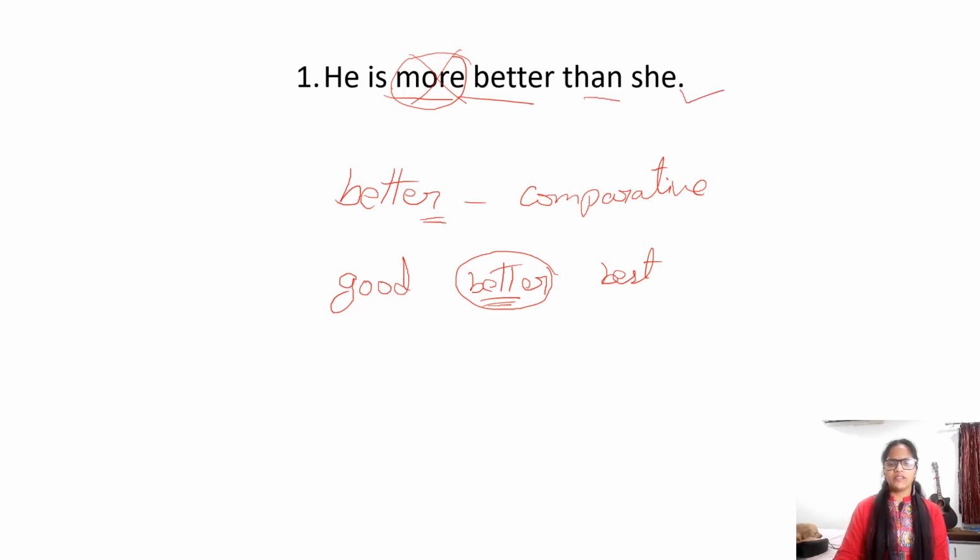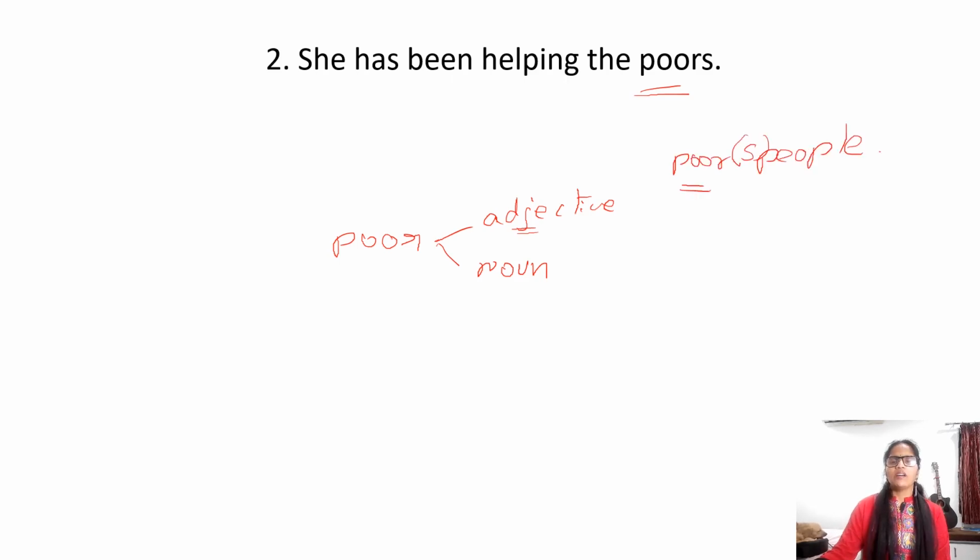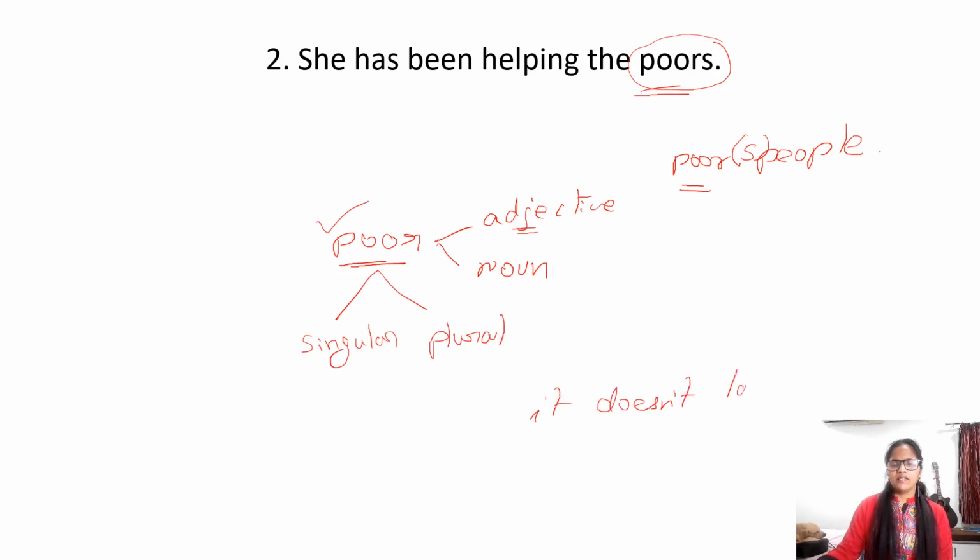Moving to the next question. She has been helping the poor. Poor is an adjective and it is a noun also. As an adjective, we can say poor boy or poor people. Now here, poor is given as a noun. Poor as a noun, both singular and plural, doesn't take the S form. So poor singular and plural is also poor. So what is the correct answer? She has been helping the poor is the correct answer.